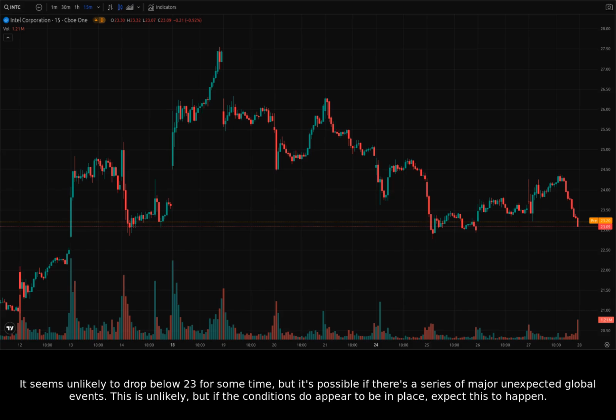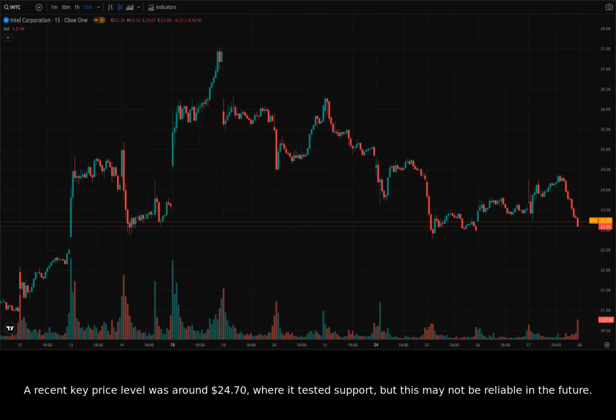It seems unlikely to drop below $23 for some time, but it's possible if there's a series of major unexpected global events. This is unlikely, but if the conditions do appear to be in place, expect this to happen. A recent key price level was around $24.70, where it tested support, but this may not be reliable in the future.